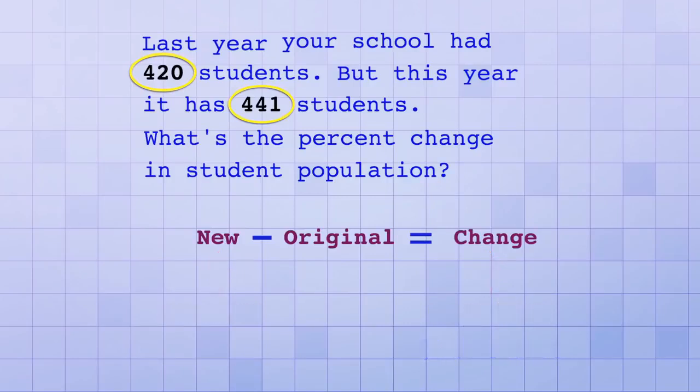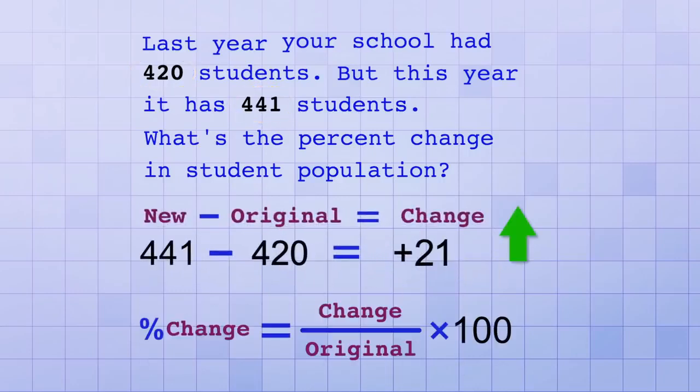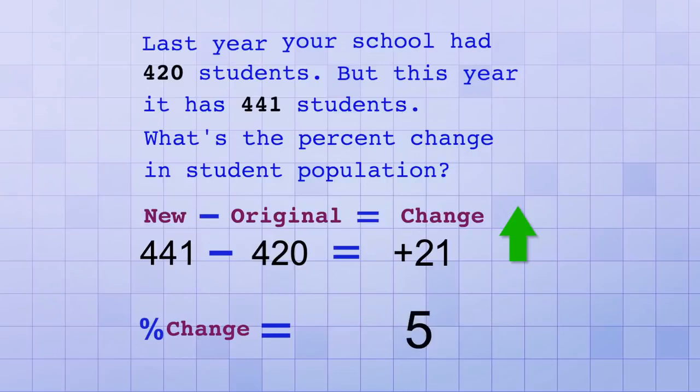So if we do that, we have 441 minus 420, which is positive 21. So we have an increase of 21 students. Positive 21 divided by the original amount, 420, equals positive 0.05. And 0.05 times 100 equals 5. Since that's positive, we have a 5% increase in students.